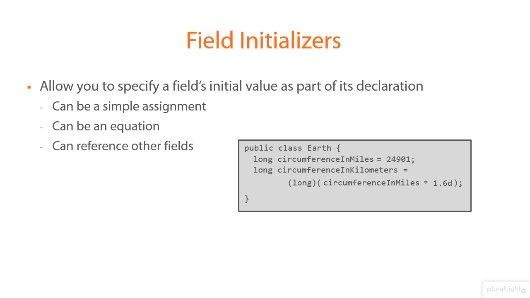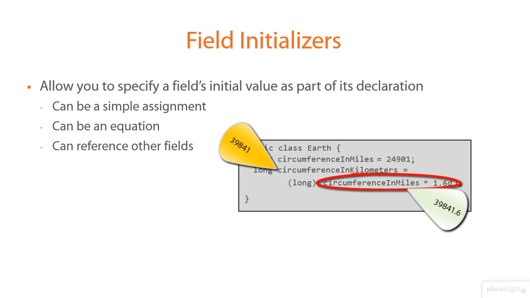Now, one thing interesting to note though, if we calculate out 24,901 times 1.6, the value that it calculates to is 39,841.6. Now, when we cast that to a long, the cast is just going to truncate it. So the value of circumference in kilometers would end up being 39,841, less than ideally accurate. The better answer for that would be 39,842.